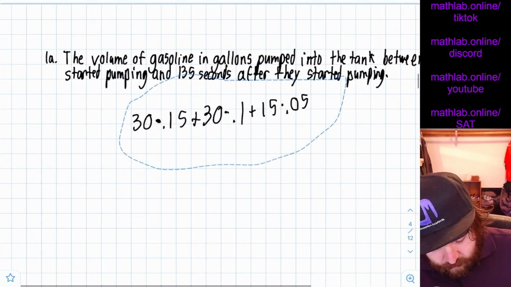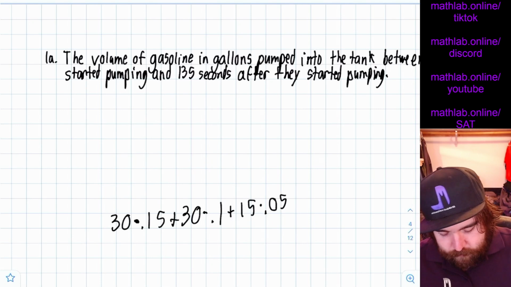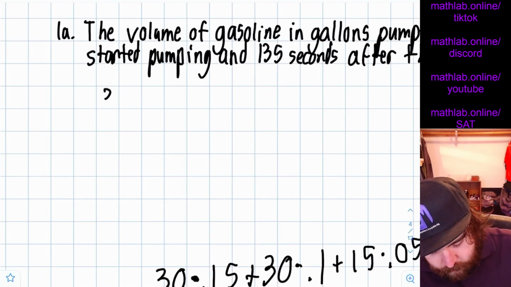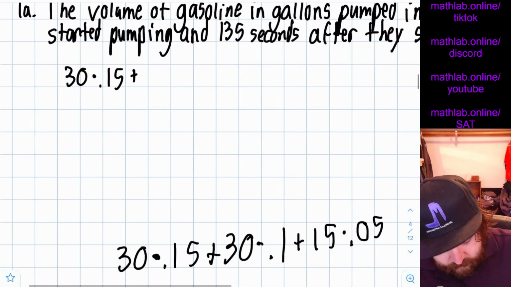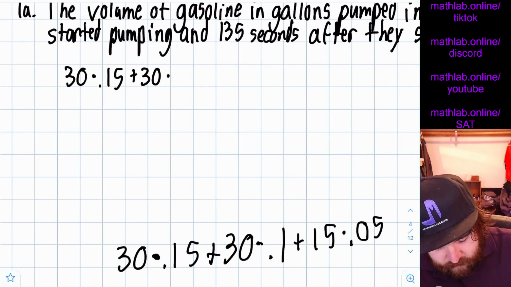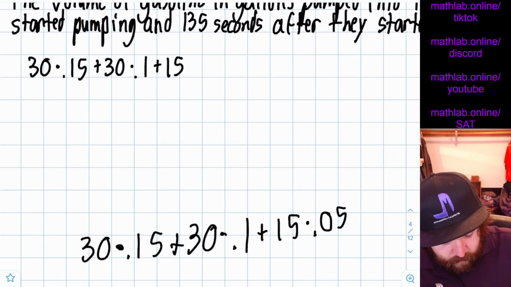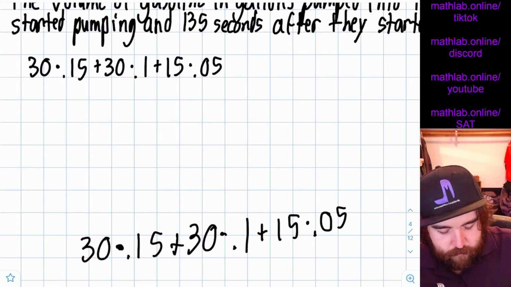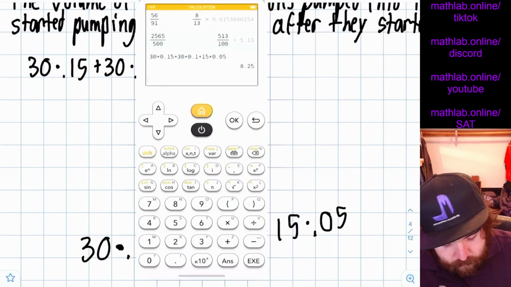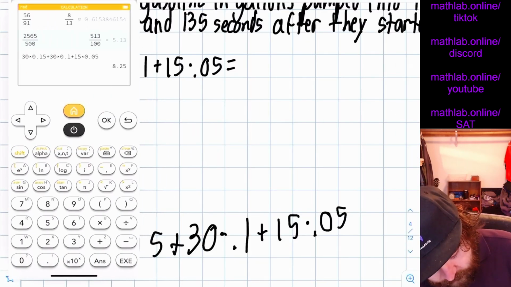Okay, I'm actually going to recopy that. So to calculate it, we're going to go 30 times 0.15 plus 30 times 0.1. That's why it looks so bad, because I was writing too big. Plus 15 times 0.05 equals 8.25.